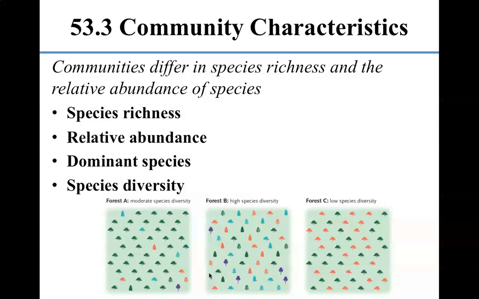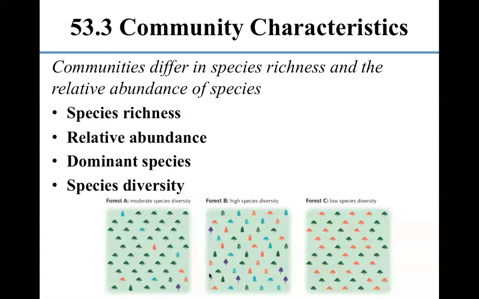So if you look at the three graphics at the bottom from your book, we can see three forests represented. In Forest A, we have moderate species diversity. So what's our richness? How many species are represented? Well, I count 4. We could calculate relative abundance. So how many purple ones are there relative to the other ones? There's only one purple one and there's a bunch of other ones, so it's going to have low abundance.